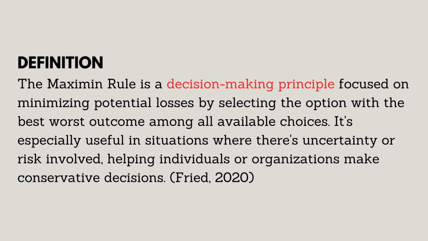Let's start this presentation with the definition of the Maximin rule, which is a decision-making principle that focuses on minimizing potential losses by selecting the option with the best of the worst outcomes among all available choices. It is a very useful tool for a company or individual to make a conservative decision.